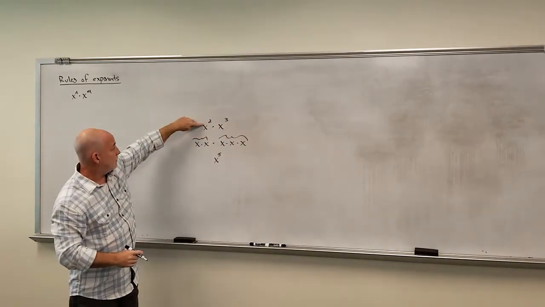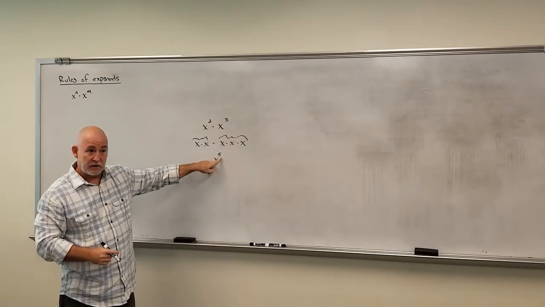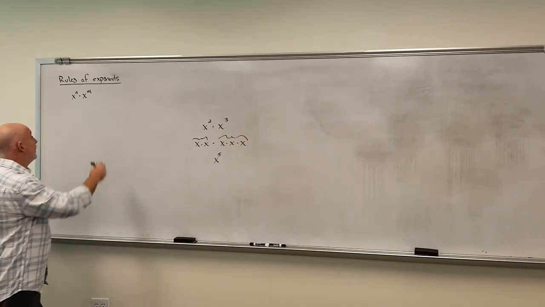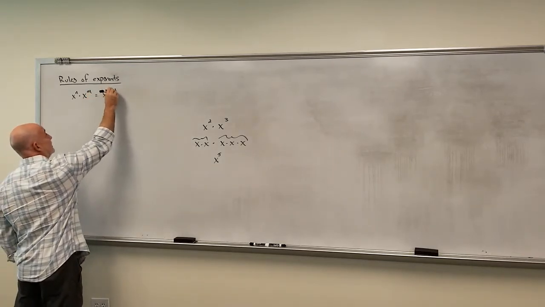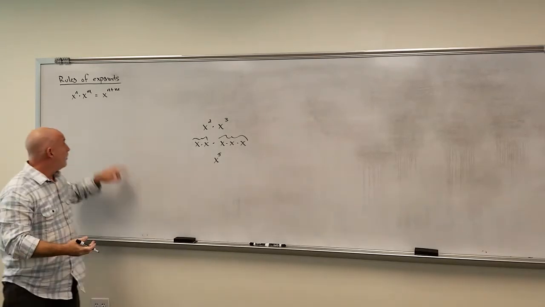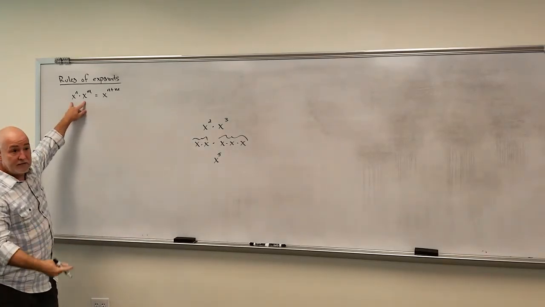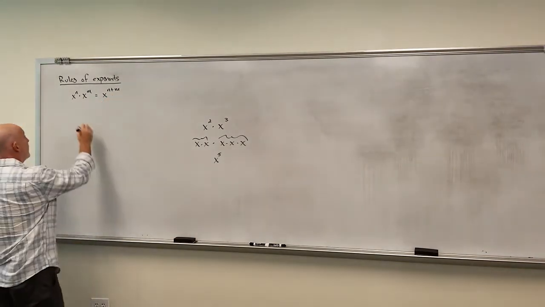Because here we're multiplying x by itself twice, there 3 times, which means we're multiplying x by itself a total of 5 times. So the way we write this out with our rules here, this is x to the n plus m. Now, the way we remember the rule, if we're multiplying and we have like bases, we add the exponents.